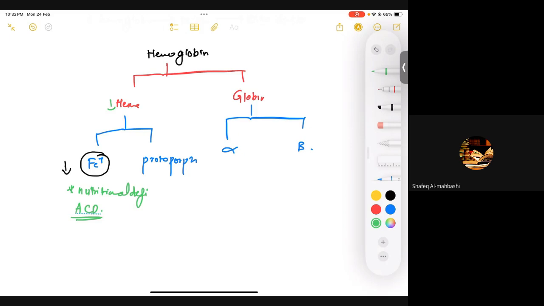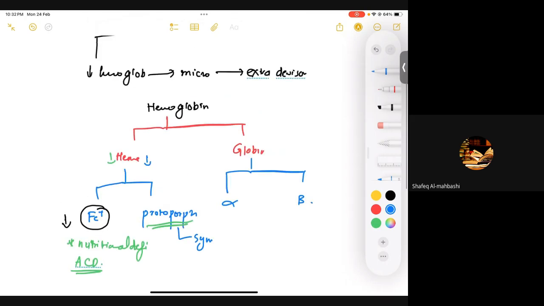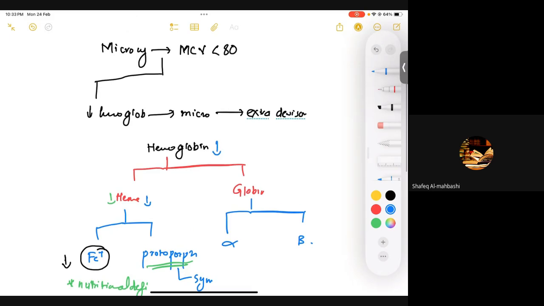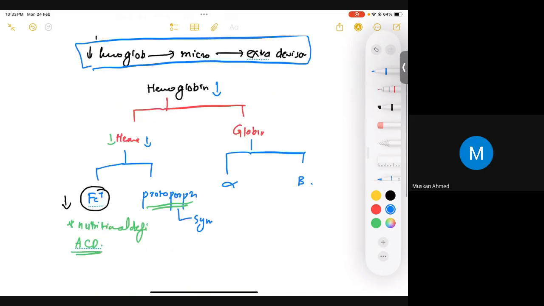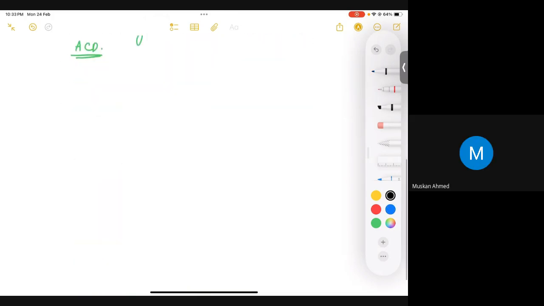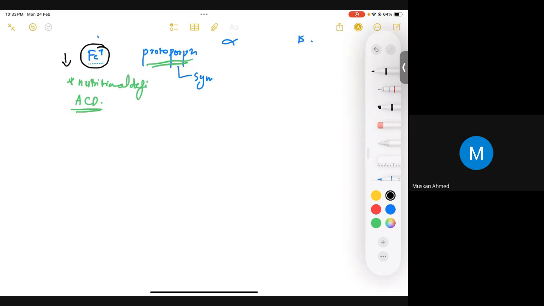Tomorrow we'll take our discussion further: whenever we have a defect in protoporphyrin synthesis, it can also lead to less heme, less hemoglobin, and it would lead to an extra division. Is that right? Before naming the pathology of the disease which we are going to discuss, first of all, let's discuss it simply.